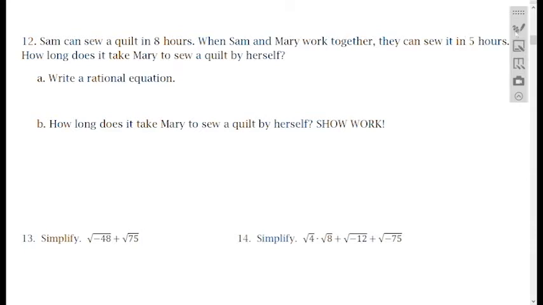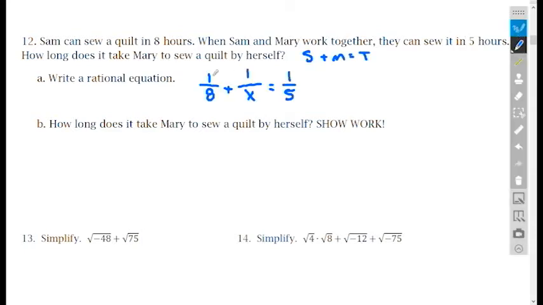So the rational equation would be this: 1 over 8, because Sam is 1 quilt in 8 hours, plus Mary is 1 quilt in some number of hours, and together it takes them 5 hours. So when we solve that, we get x is equal to 40 over 3 hours, which is how long it takes her to sew a quilt by herself. And that's about 13.3 hours.